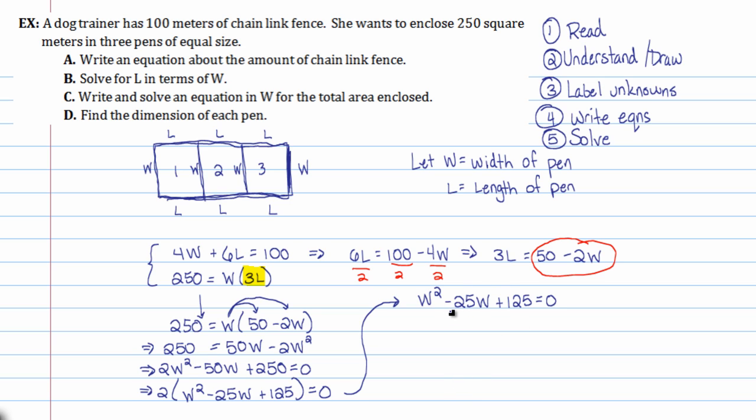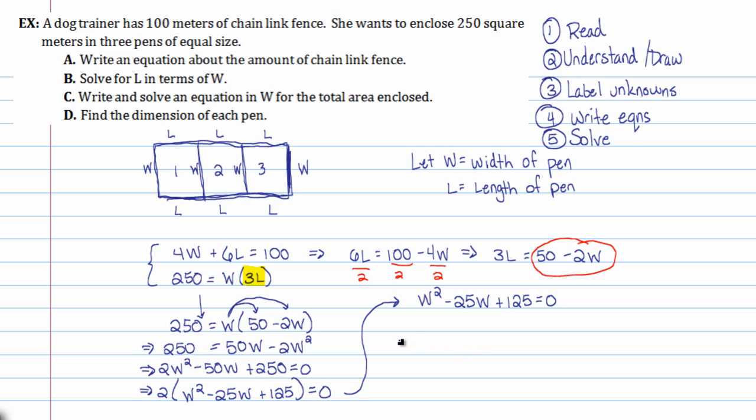I'll try to factor this if I can, but if I cannot factor this, then I'll go ahead and use the quadratic formula. And actually, this does not factor nicely because the only way I'm getting two numbers to multiply to 125 is either 5 times 25 or 1 times 125. And there's no way I can combine either of those to get to a negative 25. So this I'm going to have to solve using the quadratic formula.